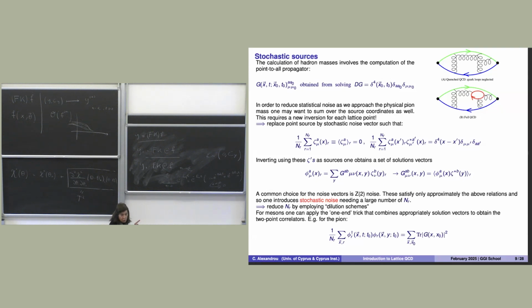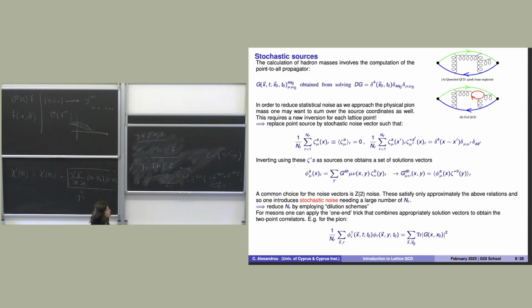I'm not going to go into a lot of detail, but there are techniques to do this using what we call stochastic sources. These are vectors, spinors, that satisfy that their sum, or expectation value, is 0. So I have n r components of this spinor. If I sum it, it has to be 0. And the product with their complex conjugate should give me a delta function. So this we call stochastic sources.